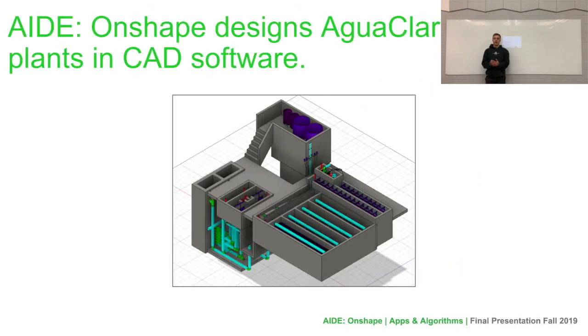Okay, so OnShape is Agua Clara's frontier design team. We use a cloud-based CAD service called OnShape to design all the different parts and components of the Agua Clara plant. We've gone through many iterations and we finally determined that OnShape is the best and the most accessible to everybody.